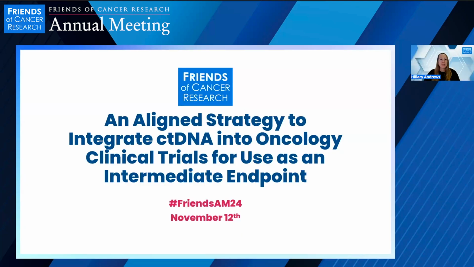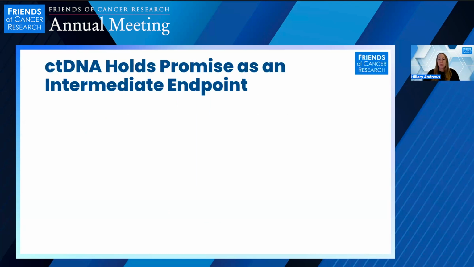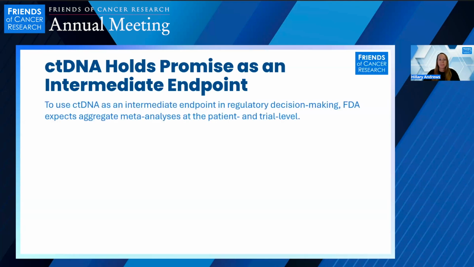In Session 3, we'll discuss an aligned strategy to integrate ctDNA into oncology clinical trials for use as an intermediate endpoint. Intermediate endpoints are important to support accelerated approval. Circulating tumor DNA, or ctDNA, is a molecule found in the blood that is thought to indicate solid tumor burden.